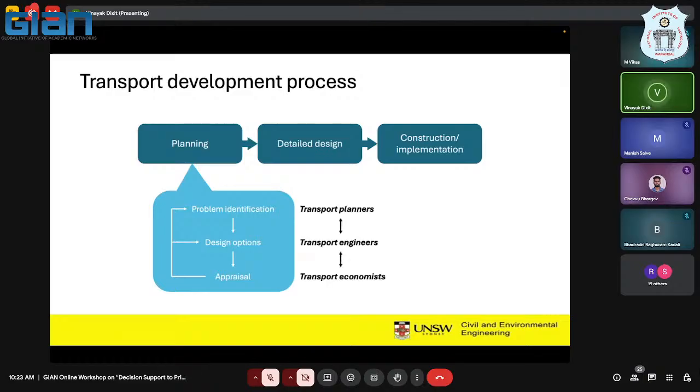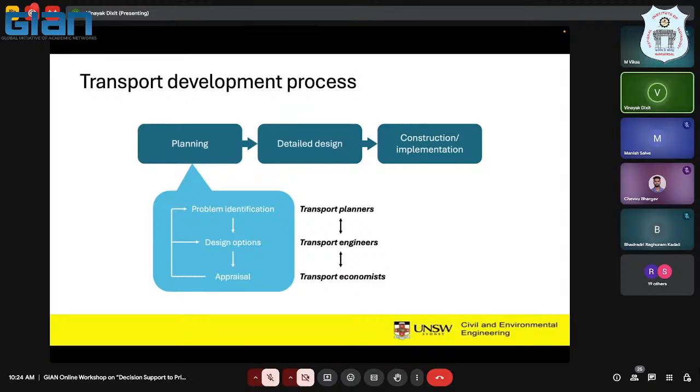And in all of this, you have transport planners, engineers, and economists. I would always argue that the best transport professionals whom I've seen are able to span across these three. When I say span, they're able to understand the problems a planner has, which means getting involved in problem identification while developing engineering solutions and thinking about the economic implications of it.